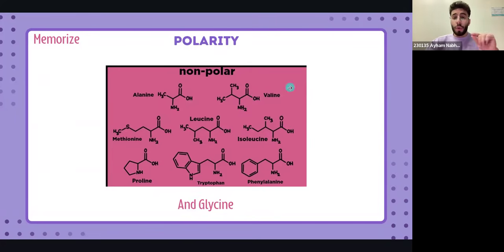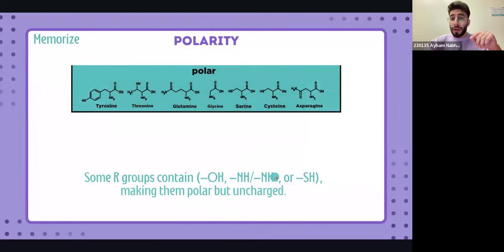Okay, so for the non-polar amino acids, why are they not polar? Because they don't have any R group with a chemical structure that makes them polar. What are the polar R groups? They are hydroxyl, amine, amide, and the sulfhydryl. These R groups with these chemical structures make these amino acids polar but uncharged, because there is no reaction that is making them charged.